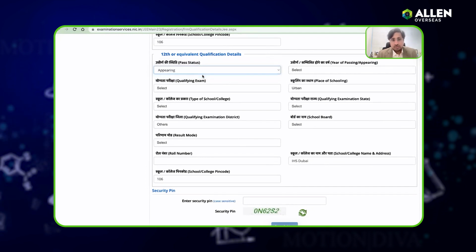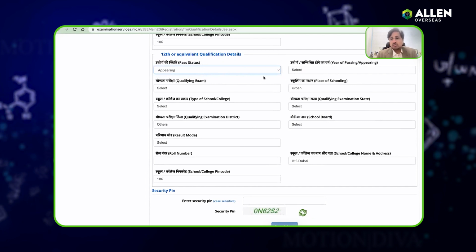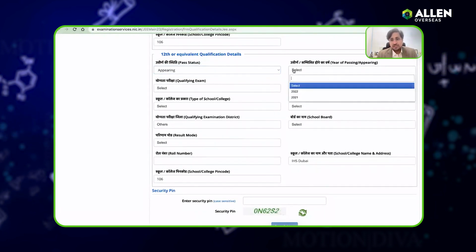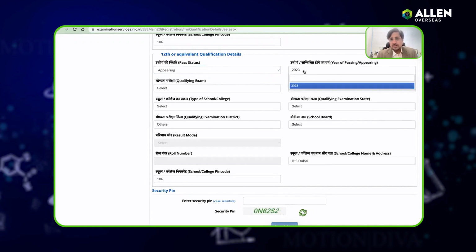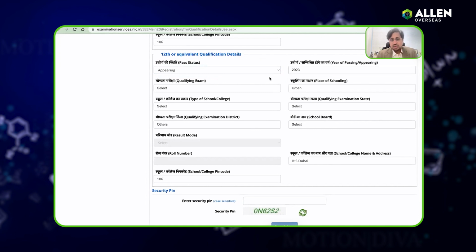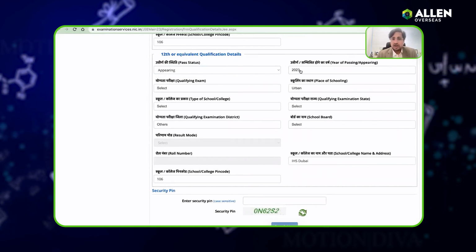And for most of the students who would be appearing, by default only one option would be available as 2023. So it takes a little time. So see, as you can see, it mentions only 2023. So if you are mentioning it appearing, it will automatically by default take 2023.